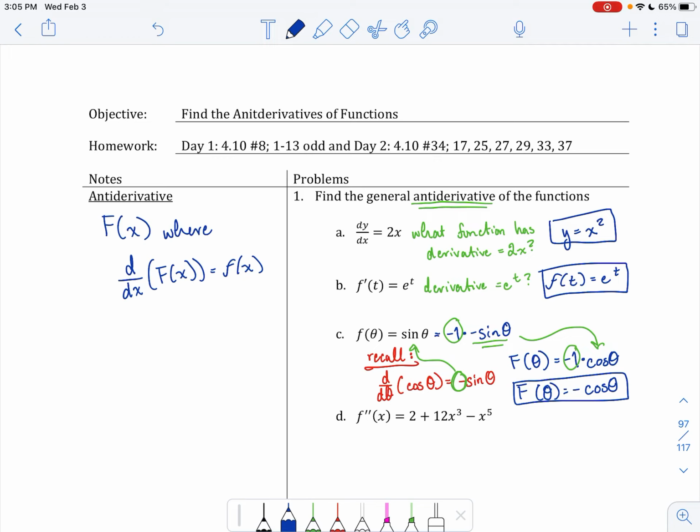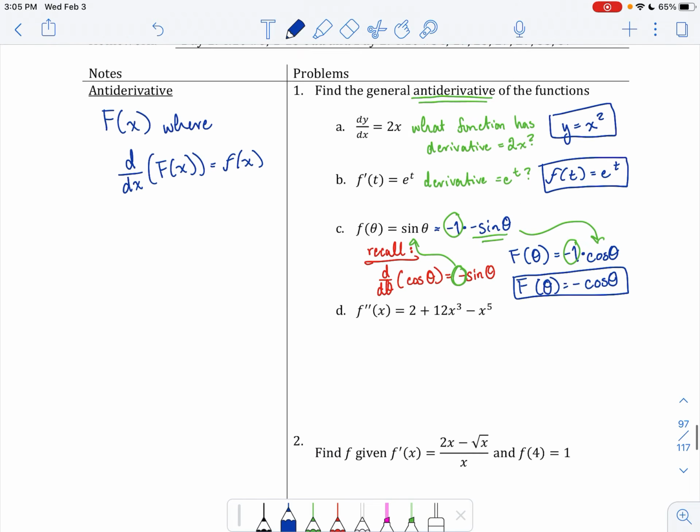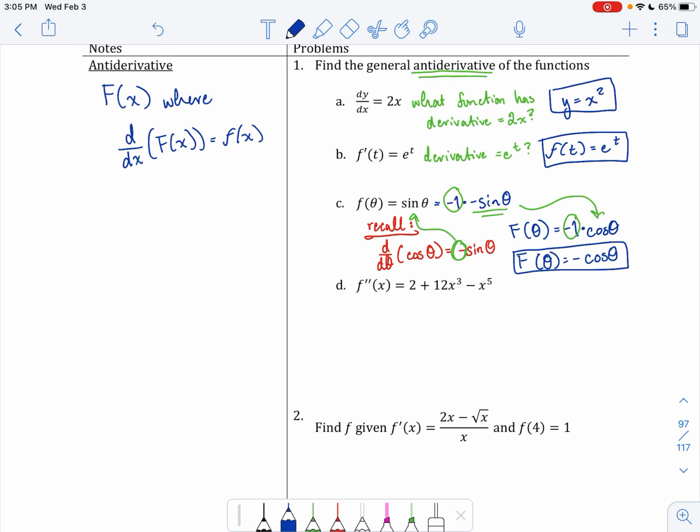Now, of course, you're going to have more complicated examples. So, for example, in D, it says f double prime, so you might have the second derivative. That's absolutely fine. When we take the antiderivative of a second derivative, it gives us the first derivative of 2 plus 12x to the third minus x to the fifth. And this is a really helpful idea because then you have the antiderivative power rule.